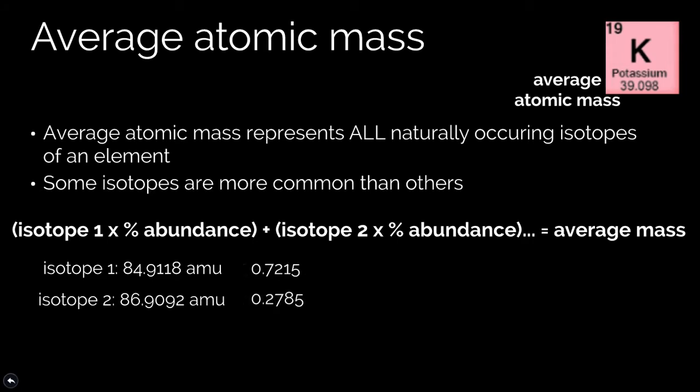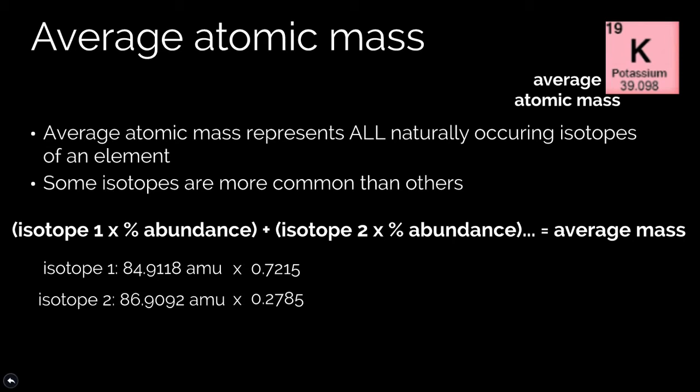But we can't use those numbers in a calculation like this. So we need to take our percentages and convert them over to decimals. All you do is take the decimal place that we have in our percent and shift it over 2 places to the left. So 72.15% becomes 0.7215, and our 27.85% becomes 0.2785.